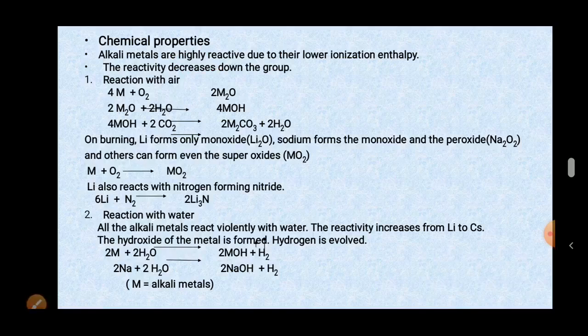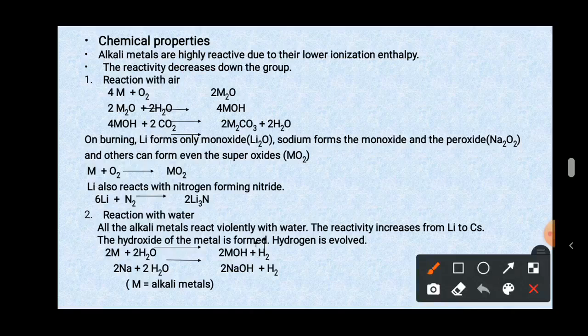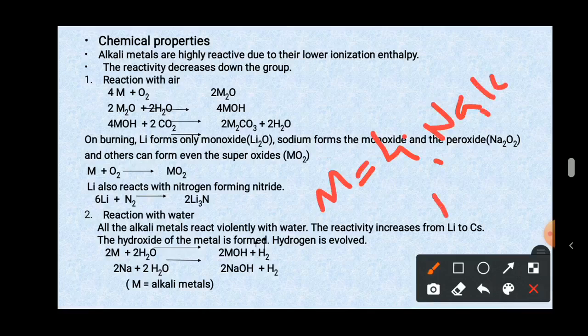While reacting with air, we have written metal plus O2. M is nothing but a metal, meaning an alkali metal: lithium, sodium, potassium, rubidium, cesium. Generally I have written alkali metals as M. When M reacts with oxygen or air, we are considering oxygen, so metal oxides are formed.